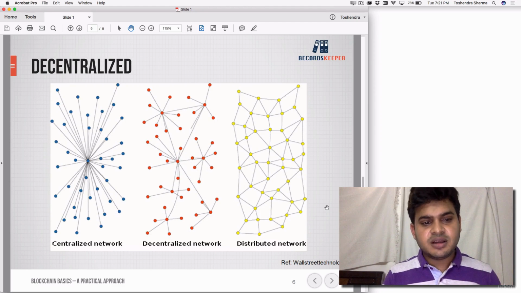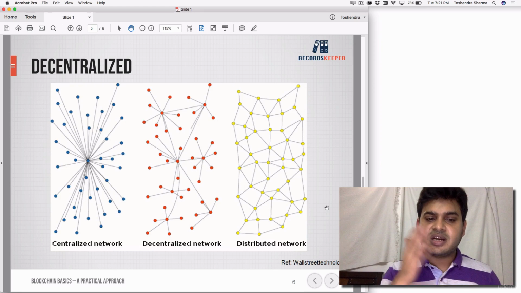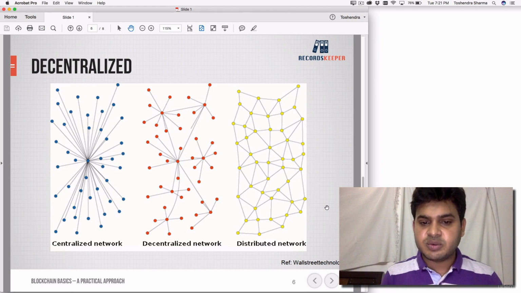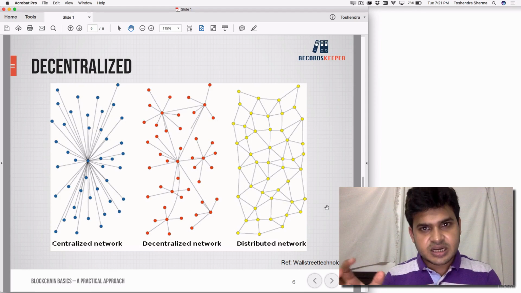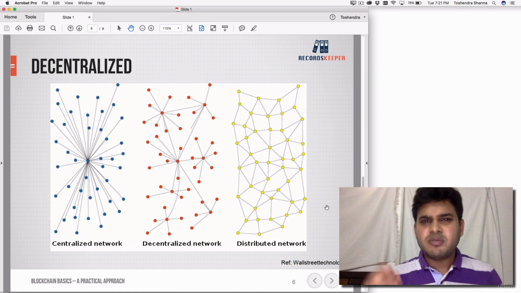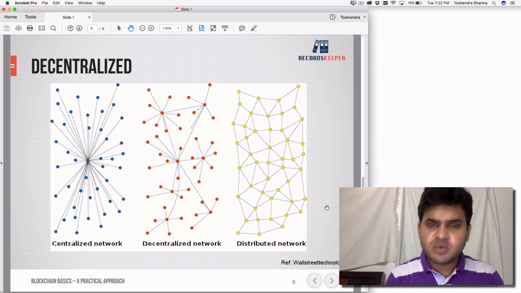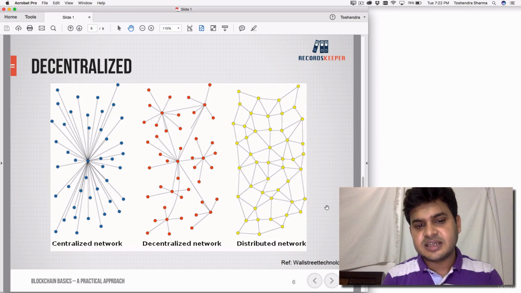Here is the example. There are centralized networks, there are decentralized networks, and there are distributed networks. We are not talking about distributed networks, we are talking about decentralized. The nodes are connected in such a way that they form clusters of centralized networks, but it is not actually completely centralized.